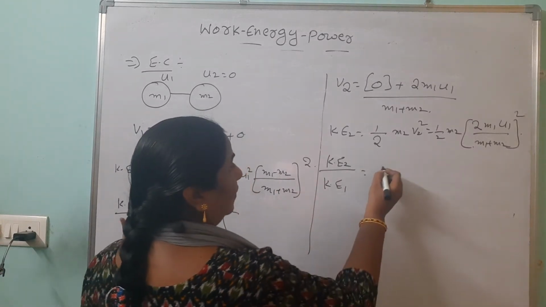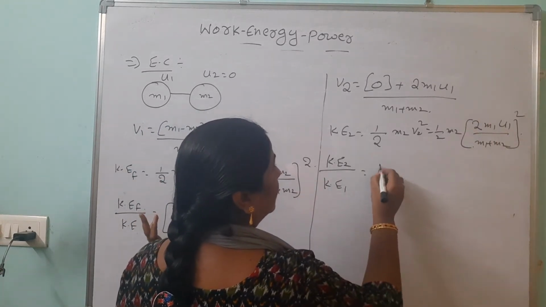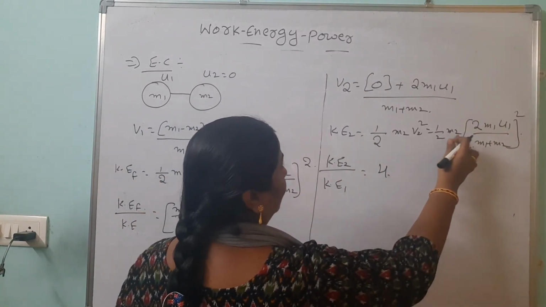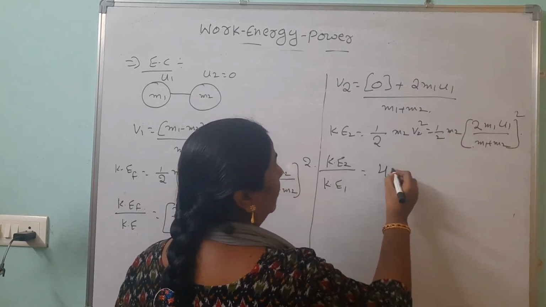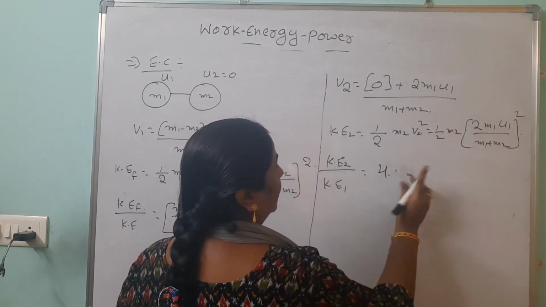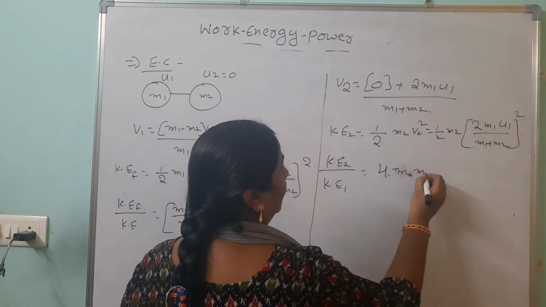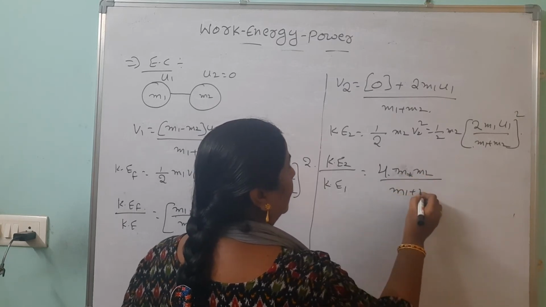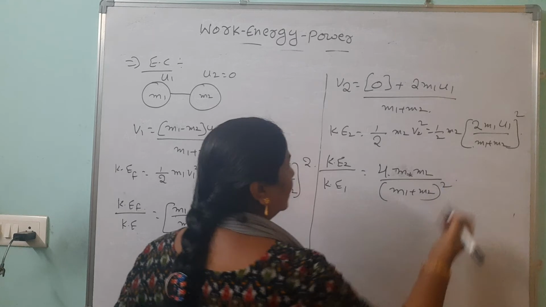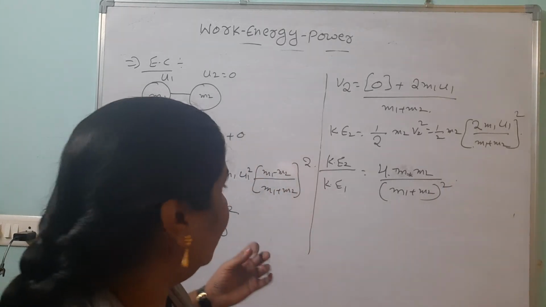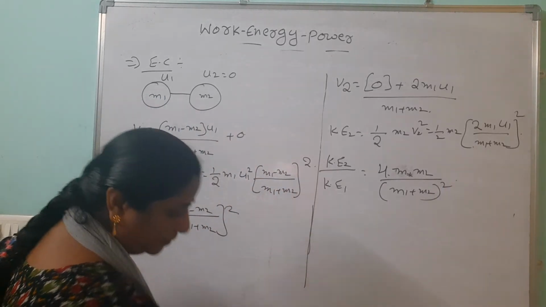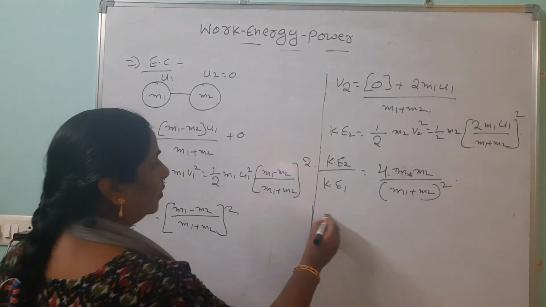Remaining is what? 2 square is the 4. Okay, so half went to this side, only M2 M1, otherwise we can write it as M1 M2 by M1 plus M2 whole square. So this is also one of the important models. From this we can find out, suppose we do one problem also.